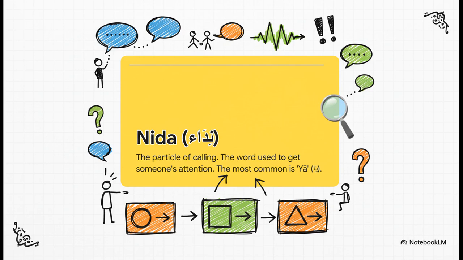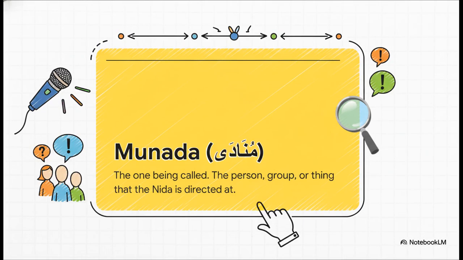There are a few of them, but the most famous, the one everyone knows, is ya. It's basically the Arabic equivalent of saying "oh" or "hey." For our purposes today, ya is going to be our star player. And what about the person you're calling? Well, that's the munada. It's the noun that the nida particle is pointed at. And this is the important part, because the munada is the word that's actually going to change based on the rules we're about to get into.